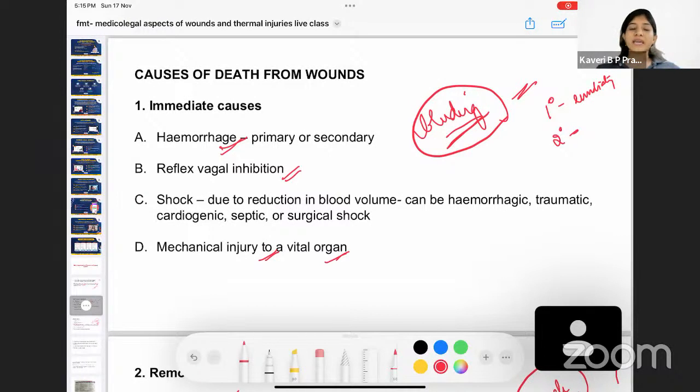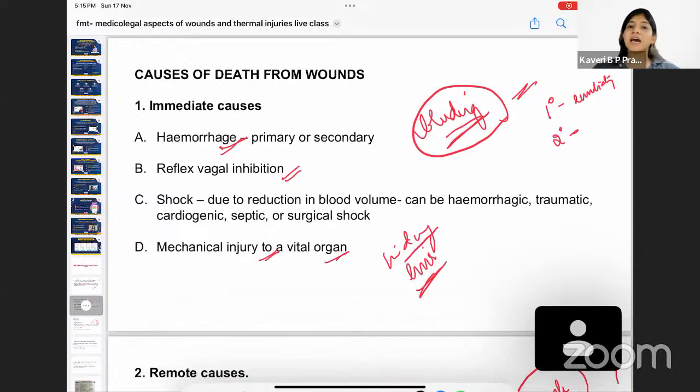There could also be mechanical injury, nothing but a physical injury to a vital organ, for example, kidney, liver, or heart. So when these organs are damaged, even then there could be immediate death that happens in the person.